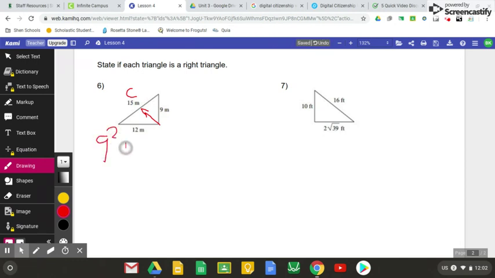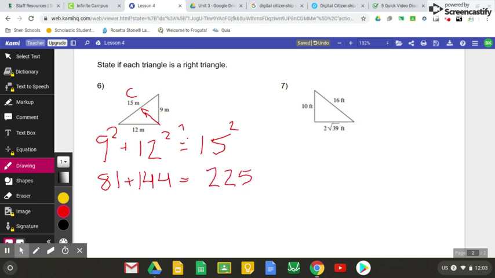9 squared plus 12 squared. Does this equal 15 squared? Well, 9 squared is 81. 12 squared is 144. And then 15 squared, that is 225. Then I got to add 81 plus 144. Hey, guess what? That's 225. So this first one is yes.